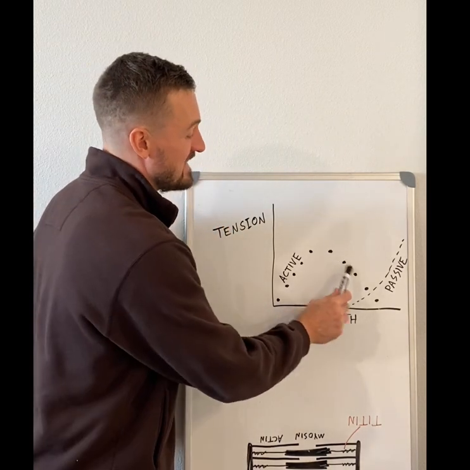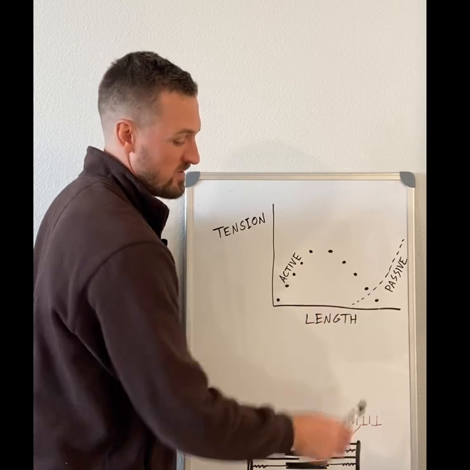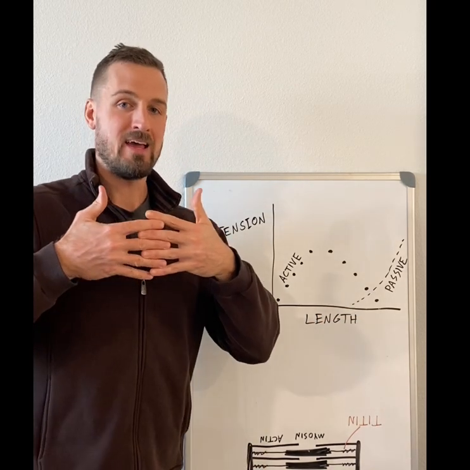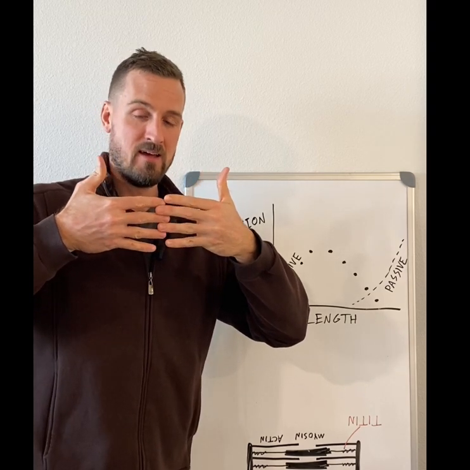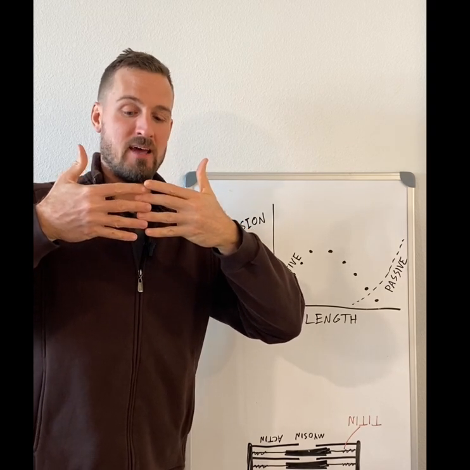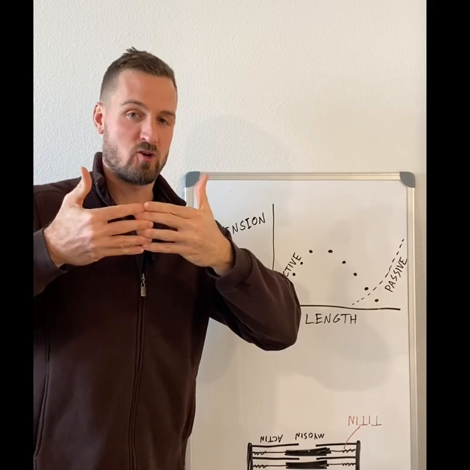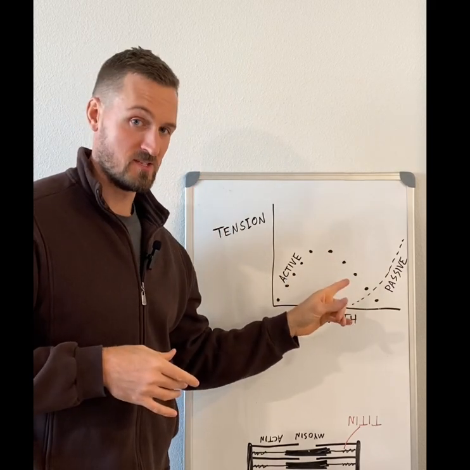The descending arm of the curve comes from having not enough overlap, right? So the sarcomere is lengthening, the filaments are pulling apart, they have less overlap, less cross bridges, less muscle tension.